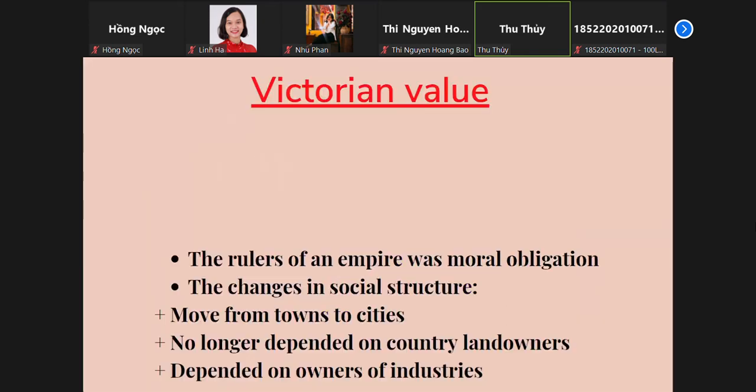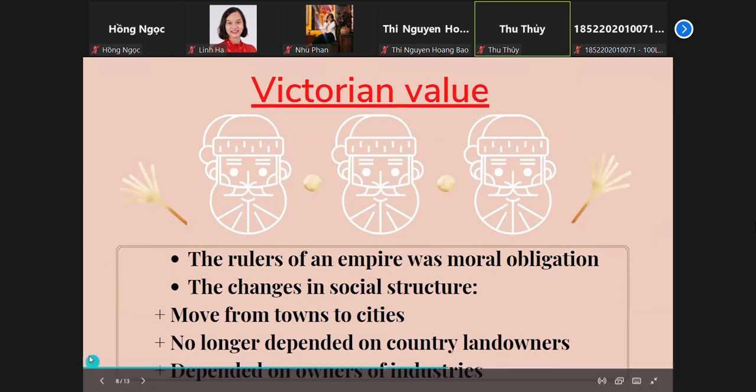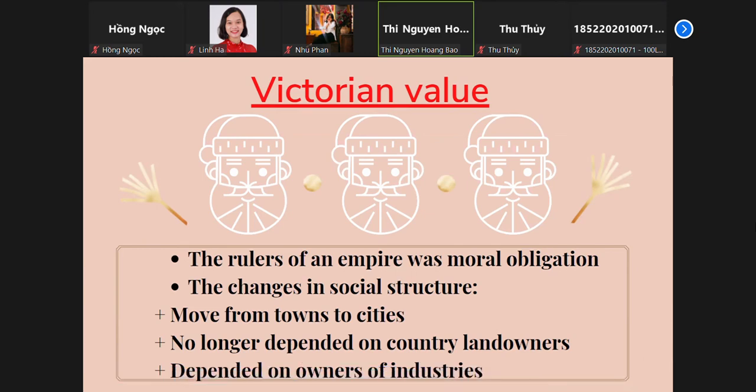So the next part will be presented. Here I'm going to talk about values in the Victorian era. The rulers of an empire had a moral obligation.